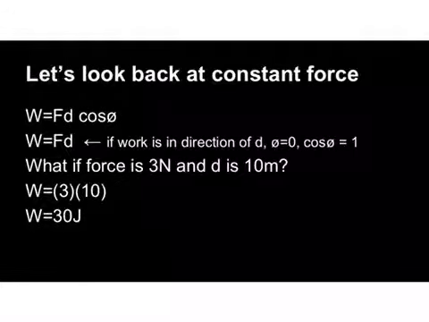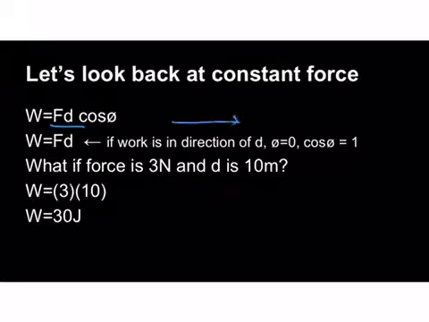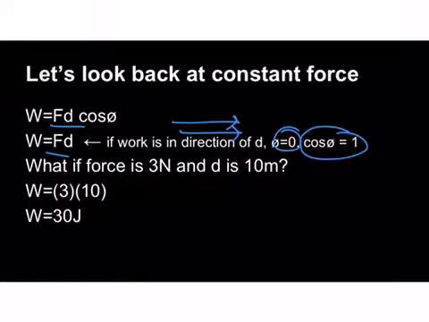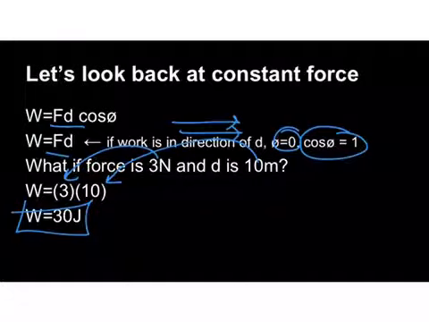So let's look at an example that we did before though. So the work is F D cosine theta, and if the force is in the same direction as the displacement, then theta is 0 degrees, cosine 0 is 1. So we just get work equals F D. And if the force is 3 newtons and the displacement's 10 meters, that's a pretty easy problem. We get the work equals 30 joules.